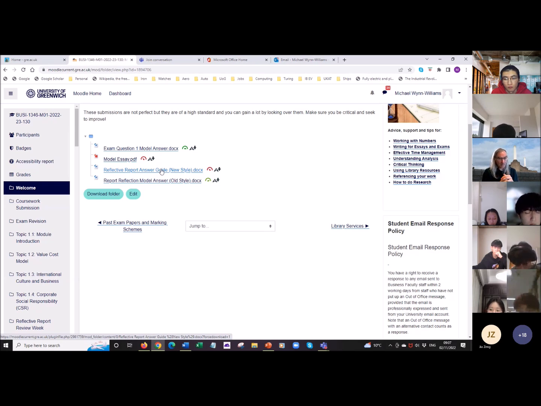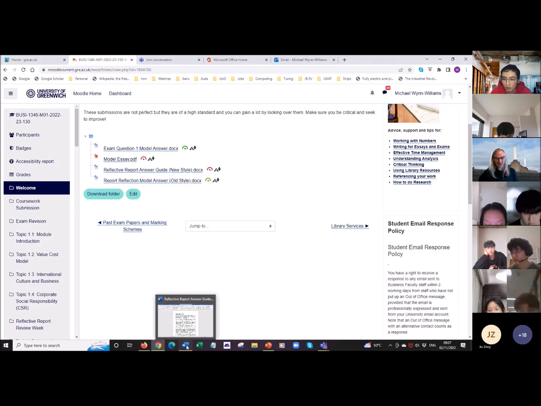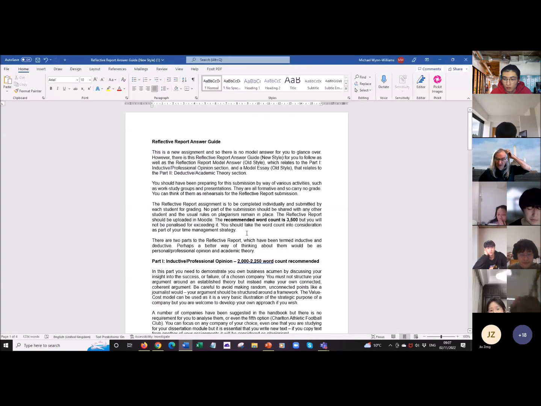What I've got here for the new style reflective report is obviously not a model answer, because no one's done it yet. I suppose I could do a model answer for you, but I'm afraid I'm far too busy to be doing things like assignments. So what I've done is a guide rather than an actual model answer. And I've already got this prepared. If you open this up, you should have had this already as an attachment to a message I sent about a week ago.